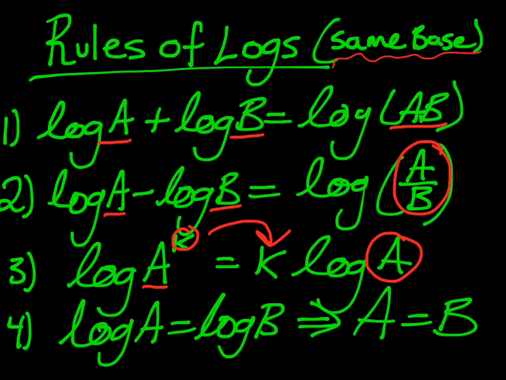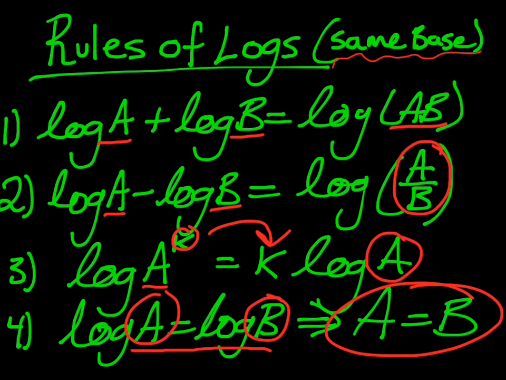Number 4 is really important for solving log equations. We won't actually use it in this video, but I'll use it in a couple of other videos. If you have log of A is equal to log of B, then that tells you that A and B must be equal. That's really useful for solving log equations.